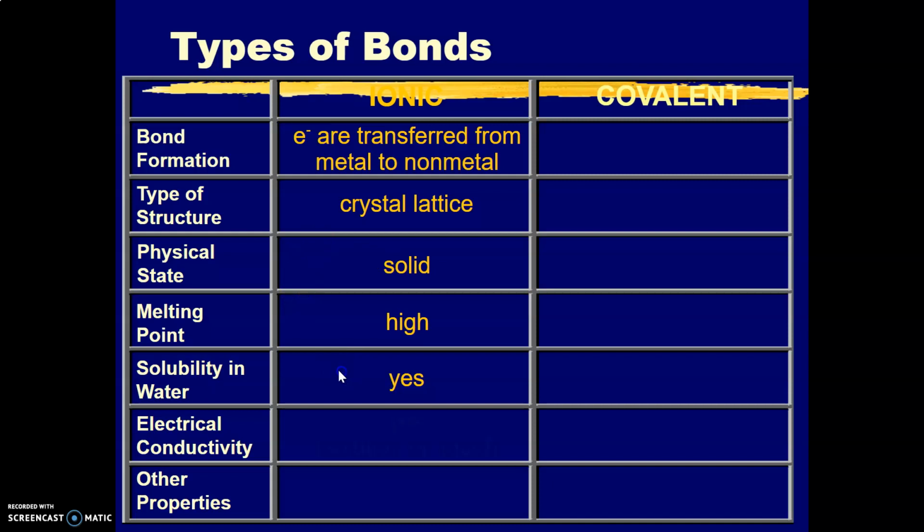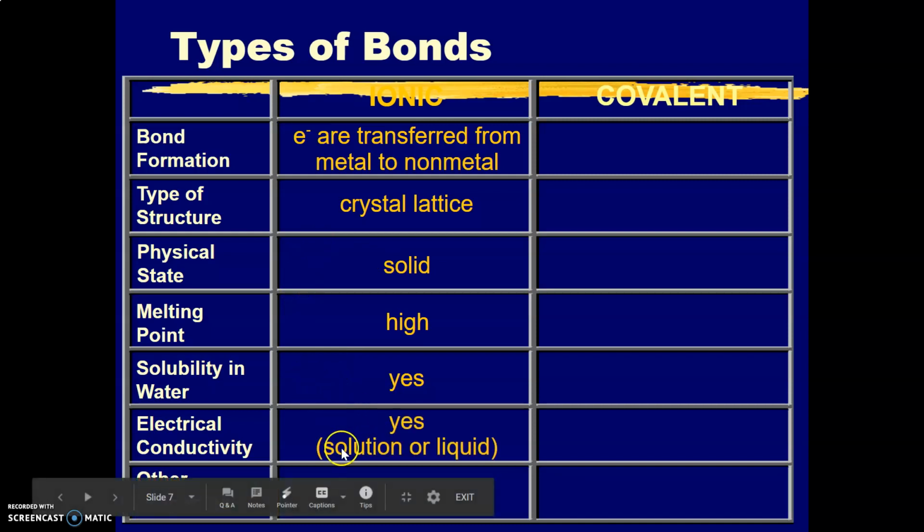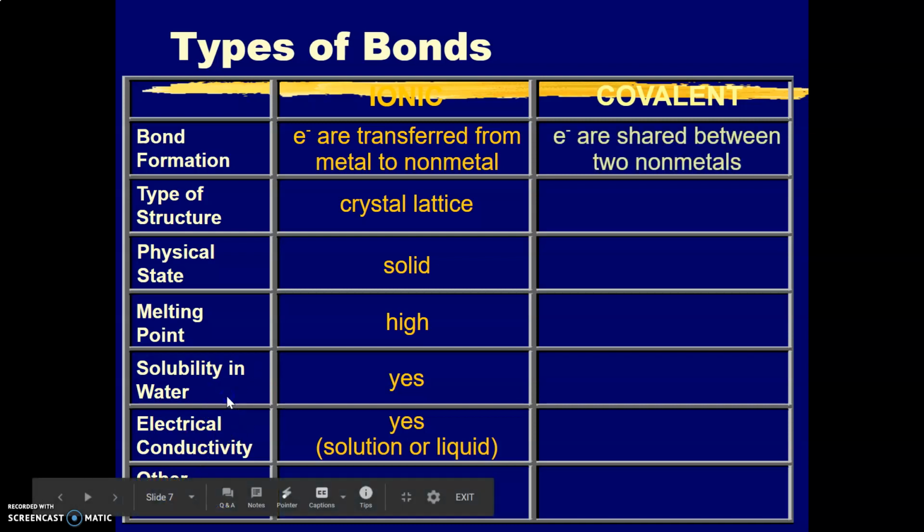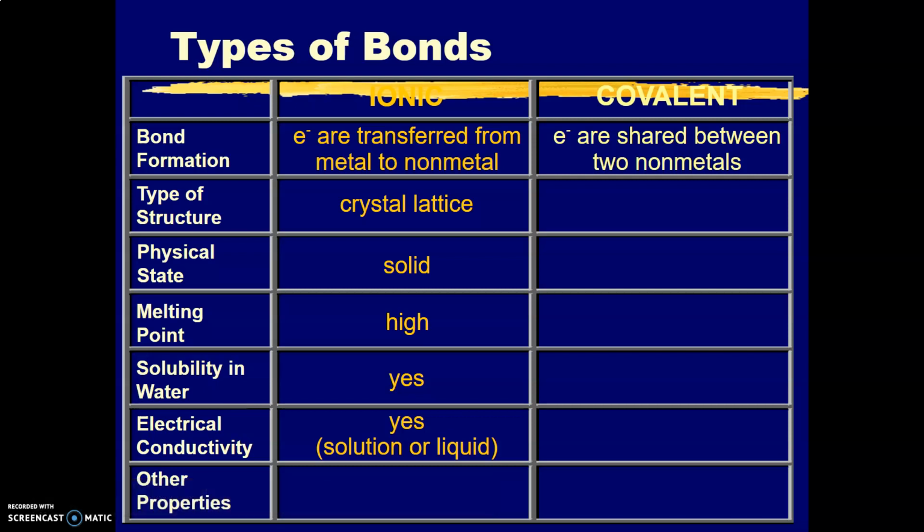Does it conduct electricity? Yes. All right, it conducts electricity when it is in a solution or as a liquid. That means that if you have just salt sitting on the table by itself, it will not conduct electricity because it's bonded as NaCl. Now, if you put that into water and it dissolves, it's going to form Na+ and Cl- ions. The ions, and the movement of those electrons in that solution, make it electrically conductive. There are no other properties for an ionic bond that we'll talk about in middle school.